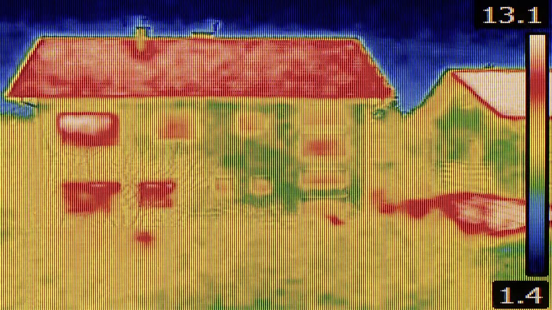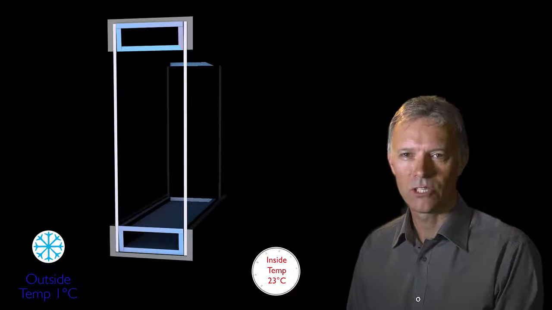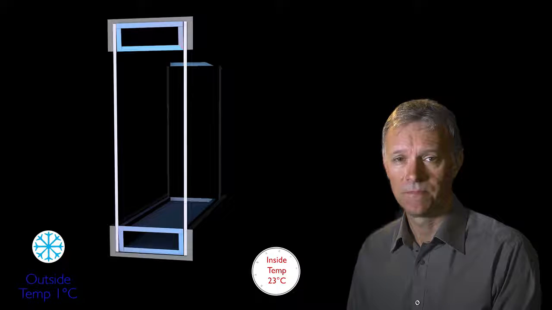Let's have a look at a thermal image of a house. Red here indicates the highest levels of heat loss. Despite the improvements in glass technology, windows are still a weak point in a building's insulation. Windows lose heat in 4 main ways.